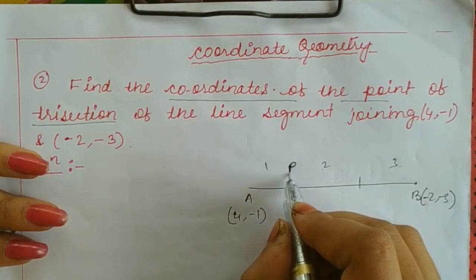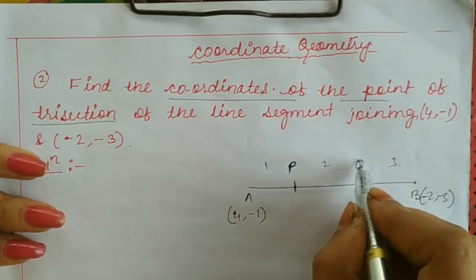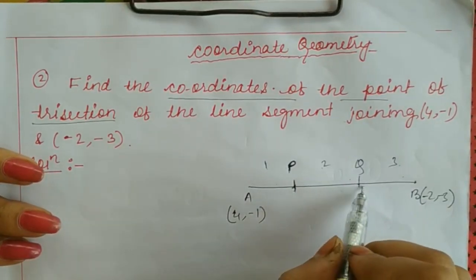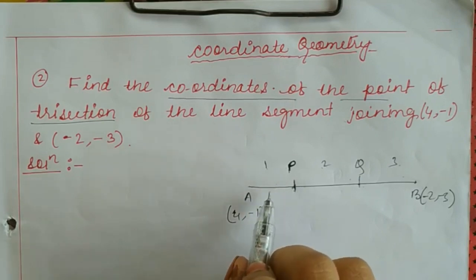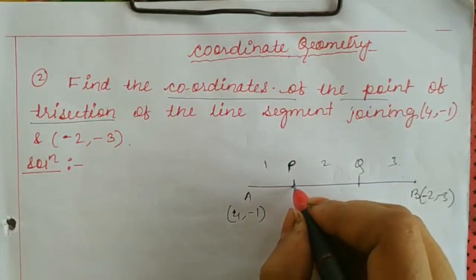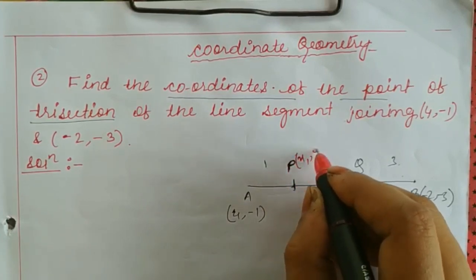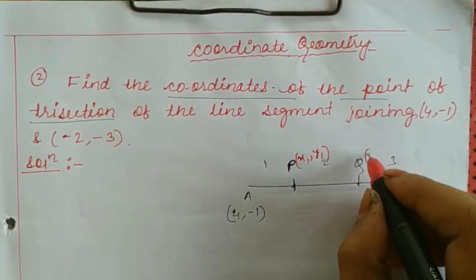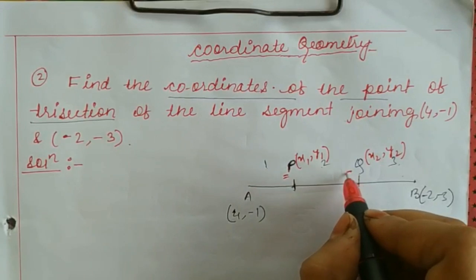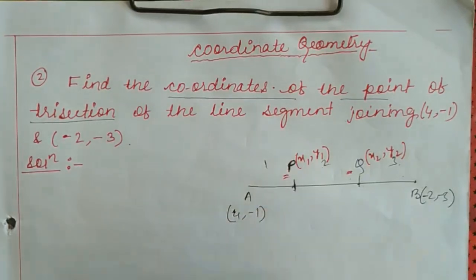And the coordinates of these 2 points, let these 2 points be P and Q. P and Q divide the line into 3 sections. So this point be P and this point be Q. Let the coordinates of P be (x1, y1) and the coordinates of Q be (x2, y2). So we have to find the coordinates of these 2 points which divide the line AB.